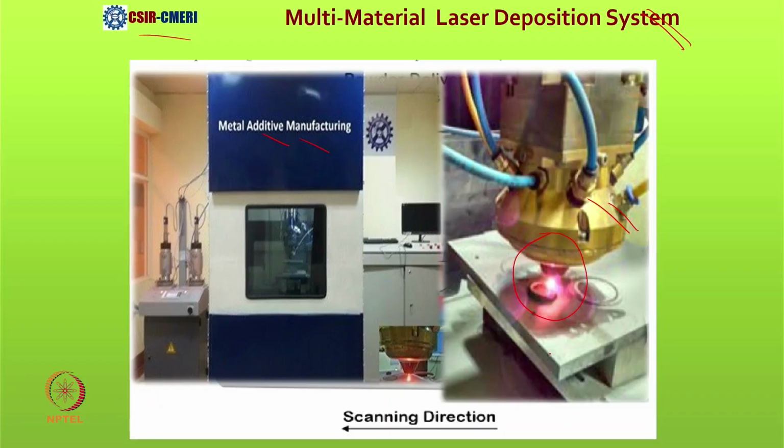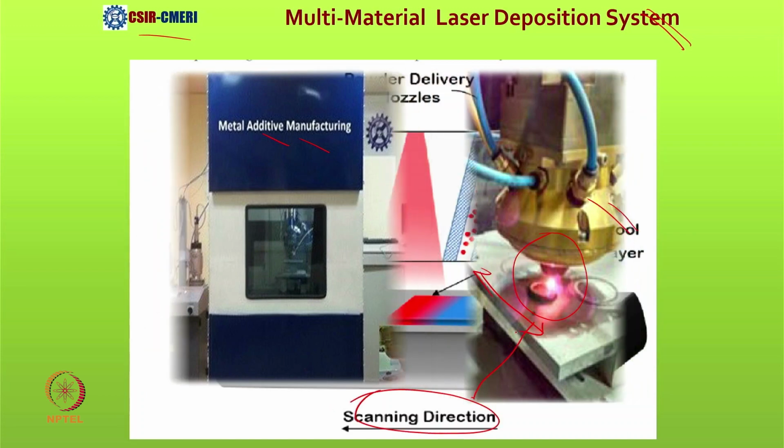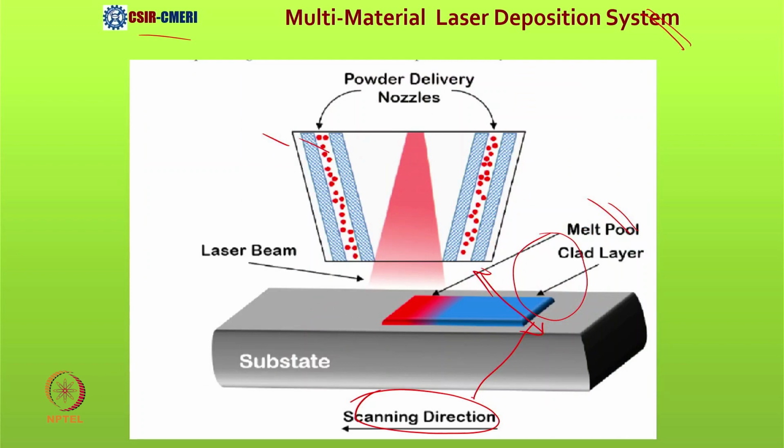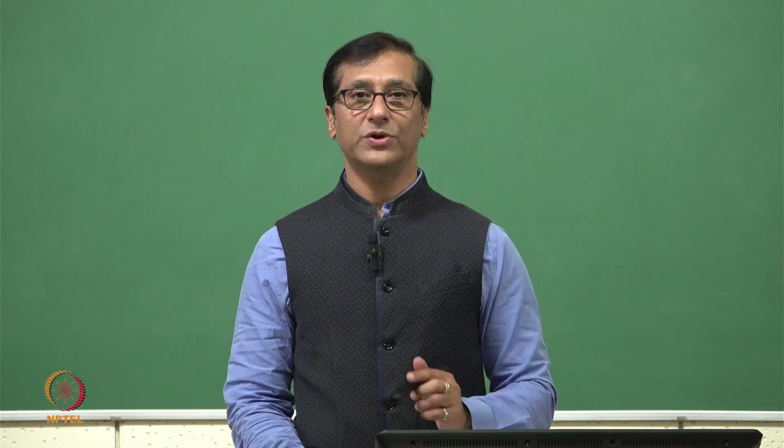And then this table has been given a scanning direction. Here the table has been given motion in this direction. Powder comes from this kind of tunnel, and then here the laser is developed. So whatever powder comes onto the interface, the laser will take immediate action and melt it so that it can get deposited.